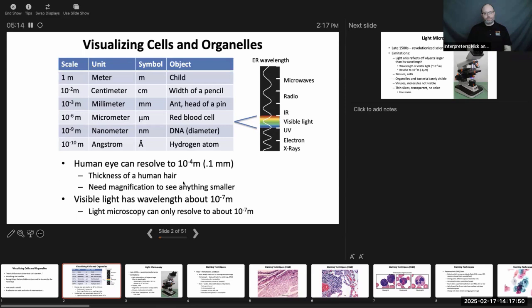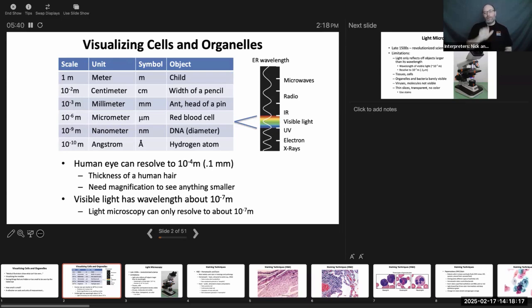Now, if you look down at the bottom, the human eye can see things down to about 10 to the minus 4 meters. So that would be 1/10,000th of a meter. Or another way of putting it is it'd be 0.1 millimeters or 1/10 of a millimeter, or 1/100th of a centimeter. There's a lot of different ways of putting it. So, you know, 1/10 of a millimeter.